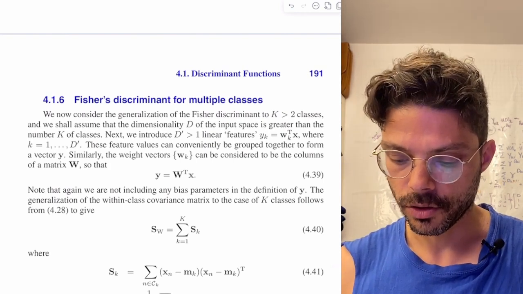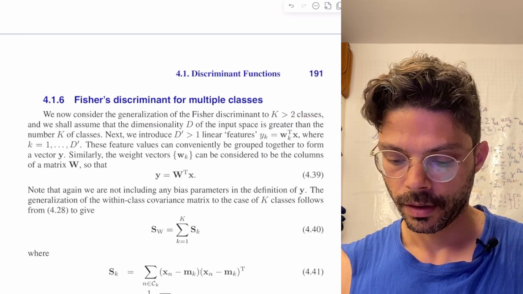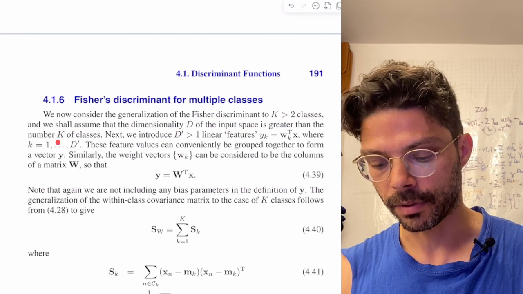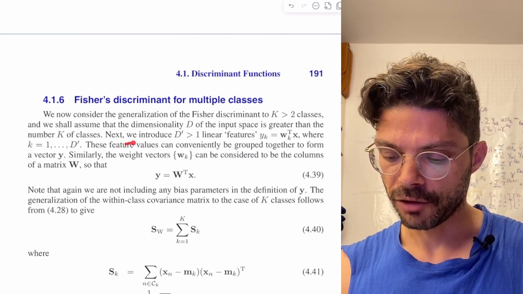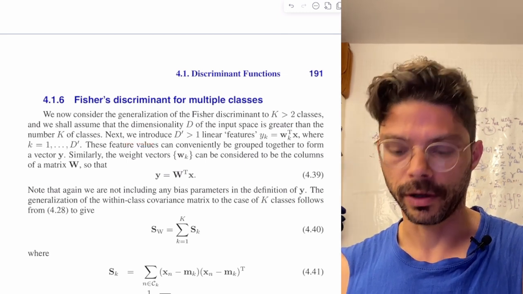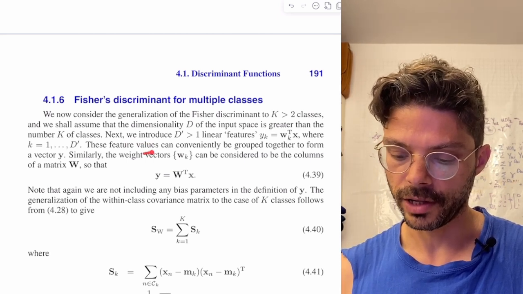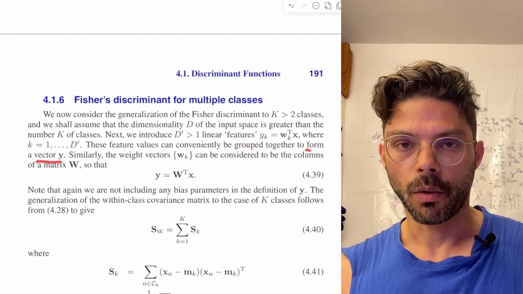So we now consider the generalization of the Fisher discriminant to K greater than two classes, and we shall assume that the dimensionality D of the input space is greater than the number of classes, which typically will be the case. Next, we introduce D' greater than 1 linear features y_k, where k is 1 to D'. These feature values can conveniently be grouped together to form a vector y.